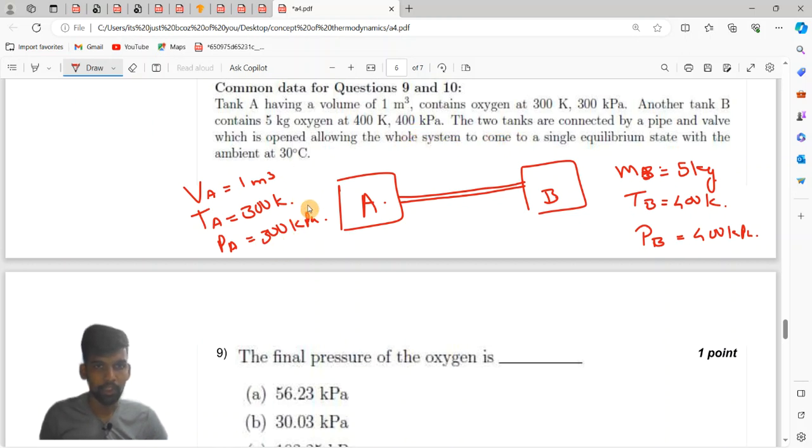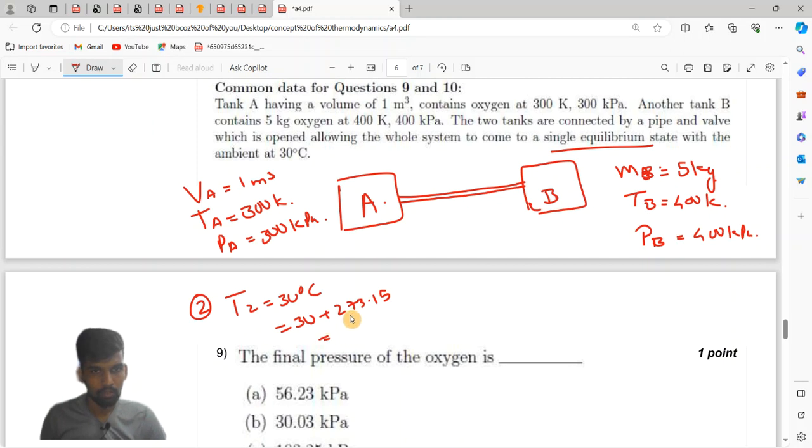So at the initial state, we have been provided the properties of the oxygen within tank A and B. Then two tanks are connected by a pipe and a valve which is opened, allowing the whole system to come to a single equilibrium state with the ambient at 30 degrees Celsius. So at state 2, temperature is 30 degrees Celsius, which is 30 plus 273.15, it is 303.15. So this is the final temperature. They are asking for the final pressure of the oxygen.